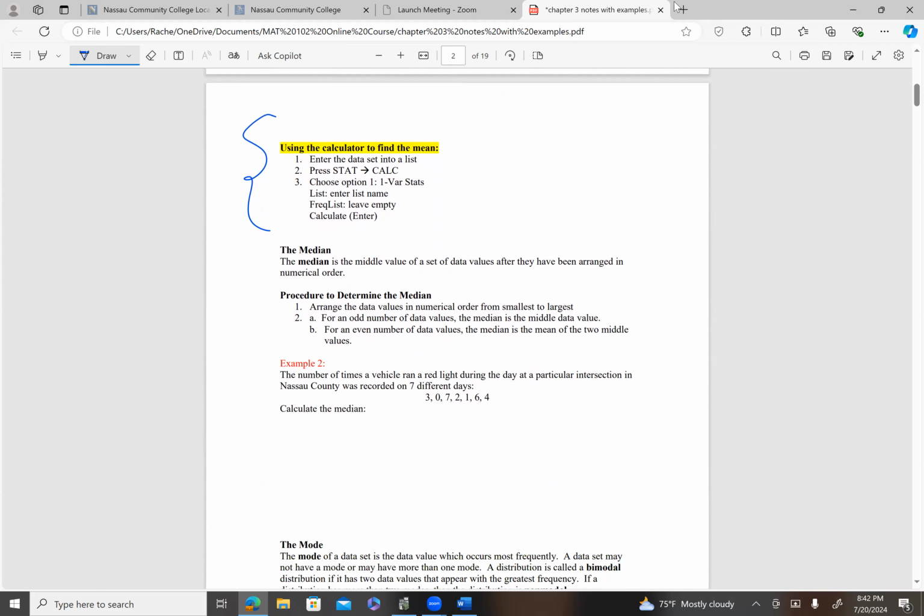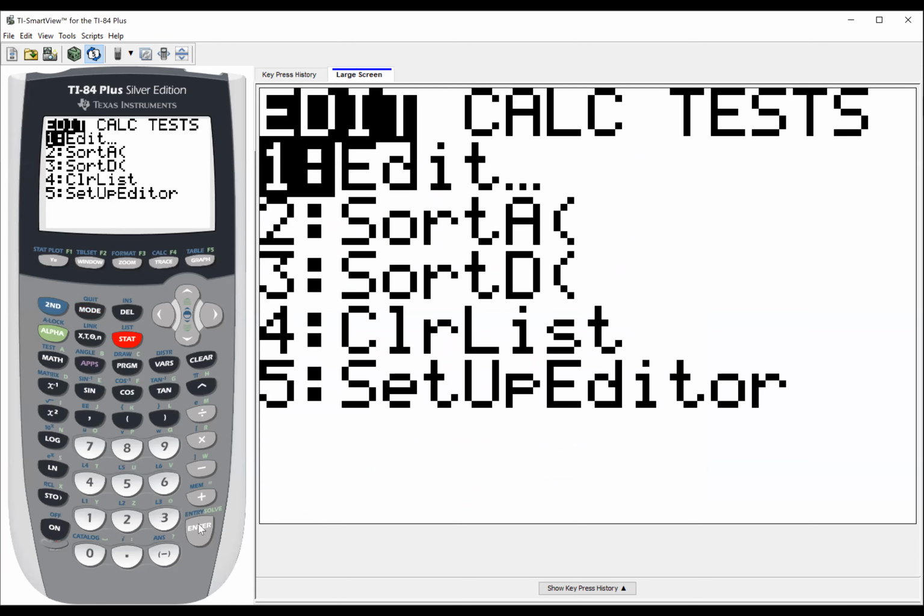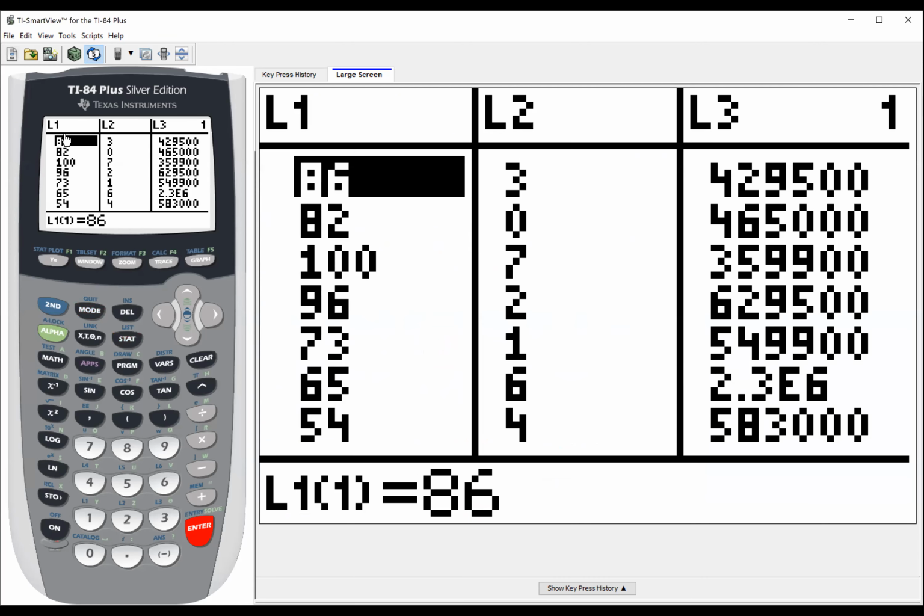So once you have this list in the calculator, I'm going to share my screen. I already have my list in the calculator. I put this list of the test scores in L1. You see my 86, 82, 100, and so on and so forth. We don't have to sort it. The calculator doesn't need it to be sorted. It's going to calculate the mean for you without sorting it.